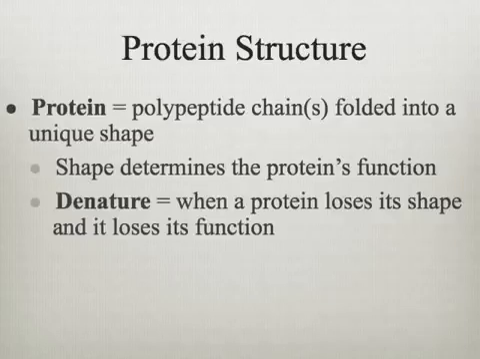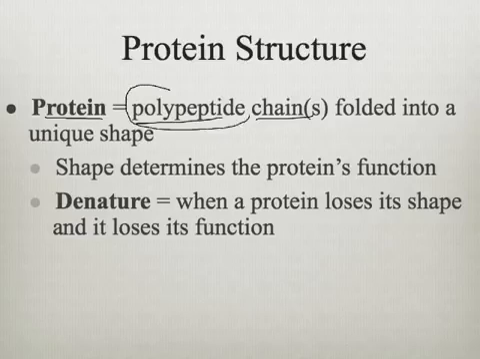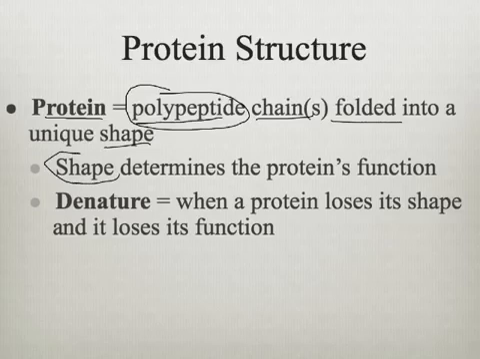Okay, so remember from last video, we defined a protein as a polypeptide chain. Remember, a polypeptide was the polymer, the string of amino acids linked together. So a protein is a polypeptide chain that's been folded into some shape. And it turns out that whatever shape the protein folds into determines its function. So let me give you an example.